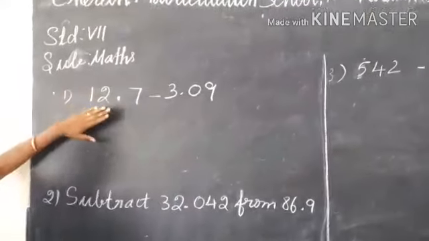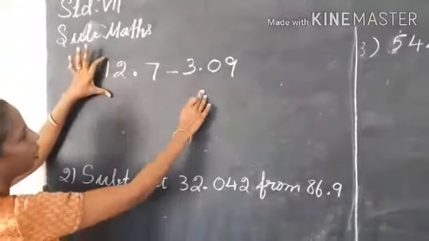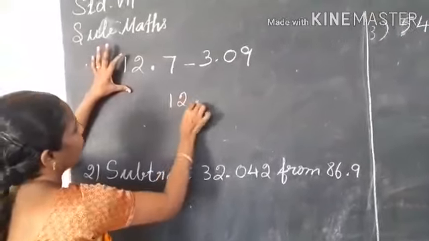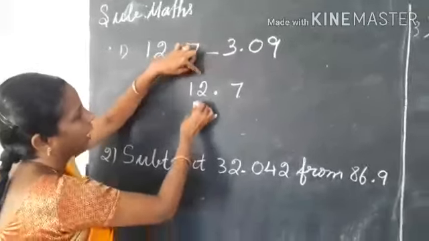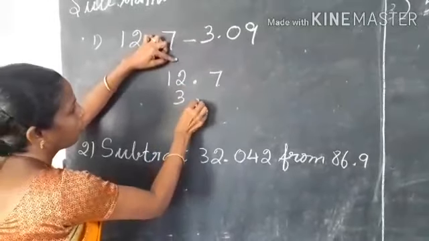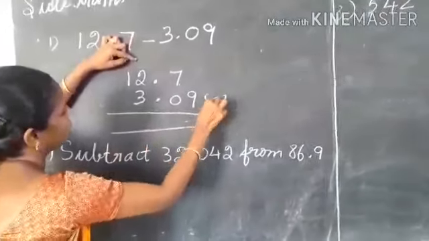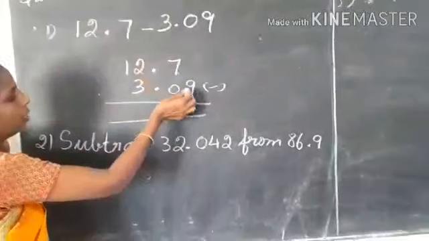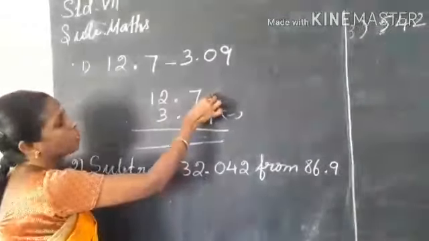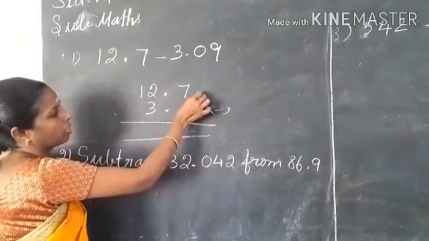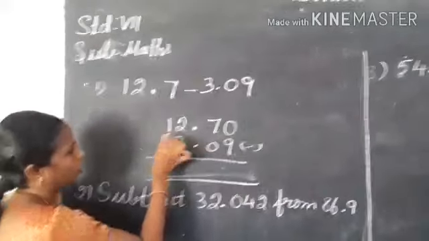Next subtraction, 12.7 minus 3.09. Here also we know to arrange the integral part and decimal part. 12.7 minus 3.09. Where do we write the 3? In the integral part, ones place we write the 3.09. We must subtract the second number from the first number. 9, where do we subtract? We must subtract a number from a number. So this place is not a number, that means we have to make the number 0. We can fill with 0.